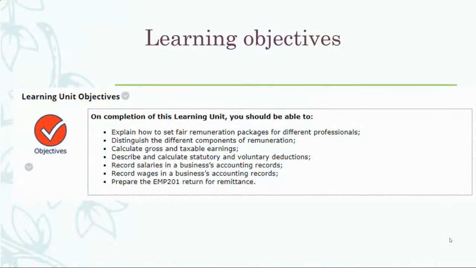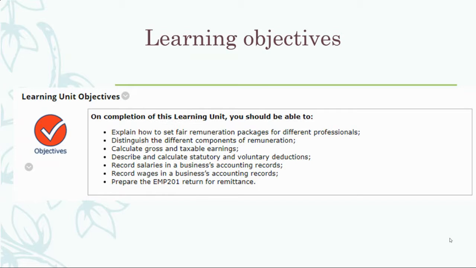Let's quickly look at what the learning objectives for this specific learning unit are. You need to explain how to set fair value remuneration packages for different professionals. You have to distinguish the different components of remuneration. So what can remuneration be made up of? You have to calculate the gross and taxable earnings, and you have to describe and calculate the statutory and voluntary deductions, and record the salaries in a business accounting record, and record wages in a business accounting record, and then prepare the EMP 201 return for remittance.